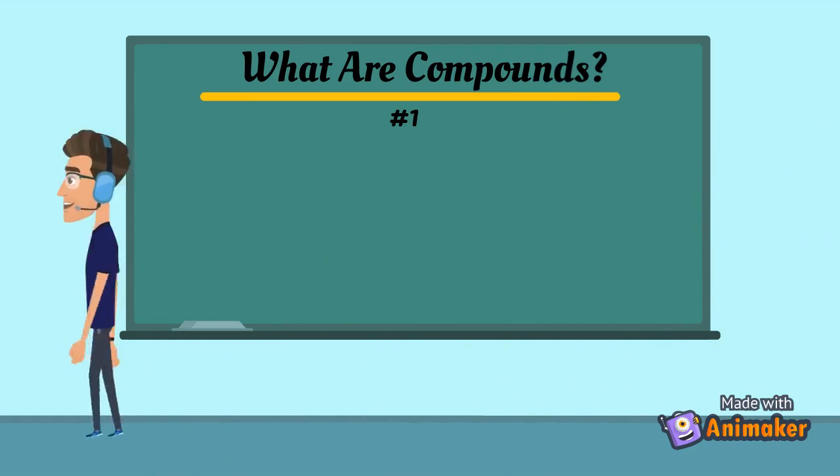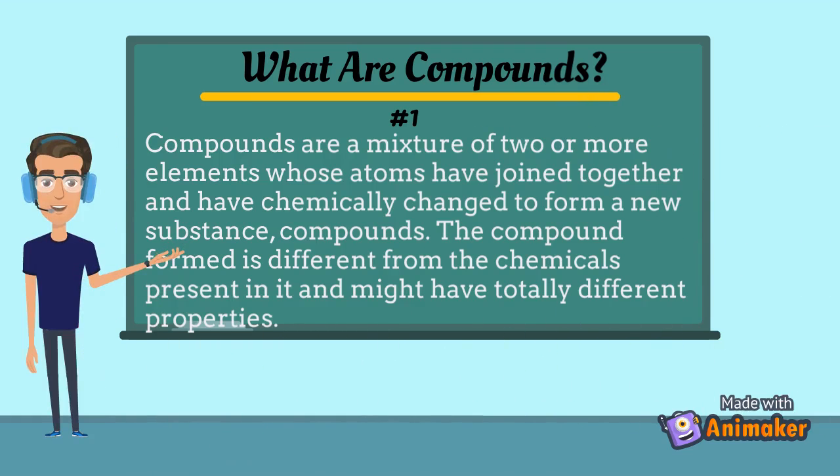The first question we will be answering is, what are compounds? Compounds are a mixture of two or more elements whose atoms have joined together and chemically changed to form a new substance. The compound formed is different from the chemicals present in it and might have totally different properties.